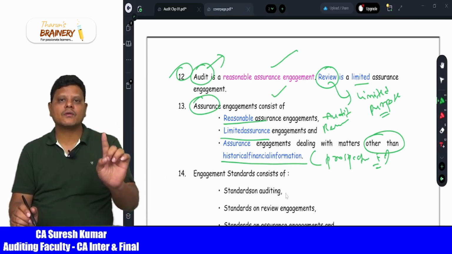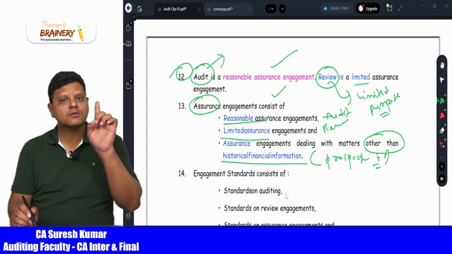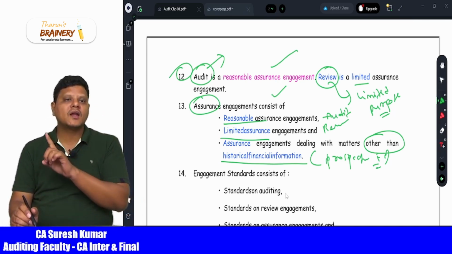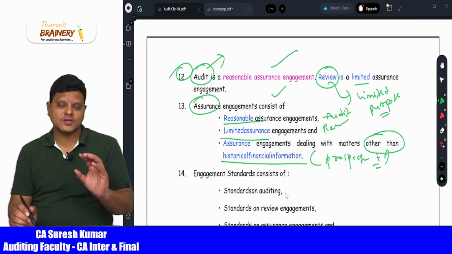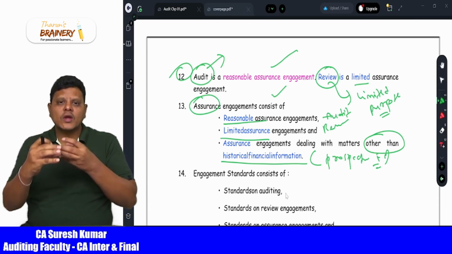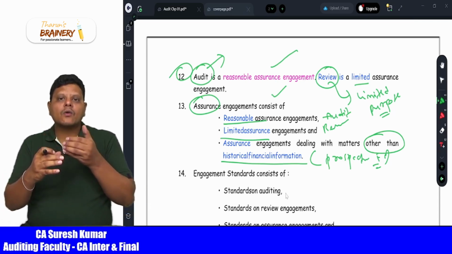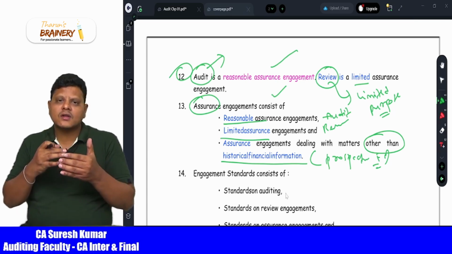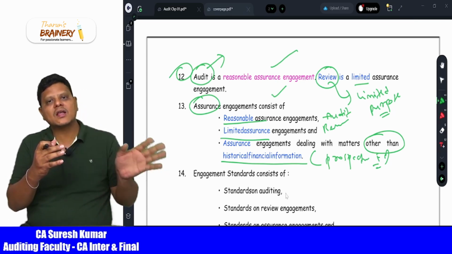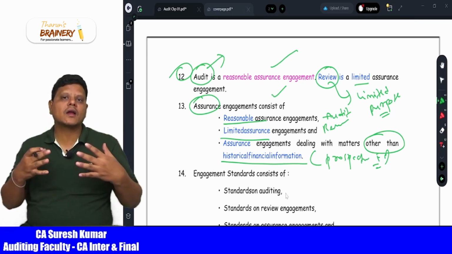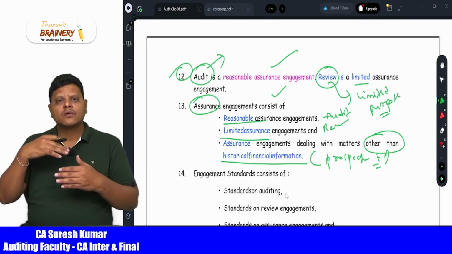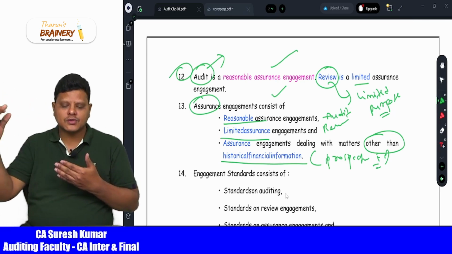Audit report will be given always on what? Historical financial statements only. Audit will never be given on prospective financial statements. This is the examination question. So whenever auditor is doing the audit, where accounting ends, auditing starts. What is the meaning of accounting ends? History already happened. Whatever already happened, for that only I can do the audit. So I cannot do the audit for the future.